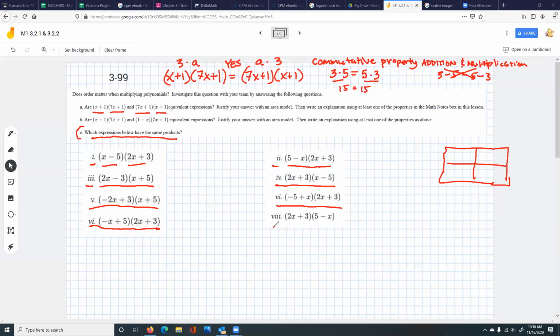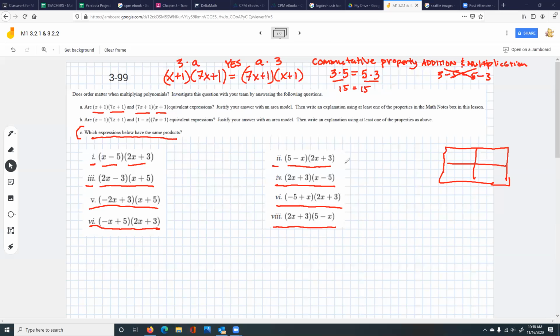And how about this one? Roman numeral 8. 2x plus 3 times 5 minus x. Is that the same as one of the other ones? It's backwards of this. Is that the same if this is backwards from that? Is subtraction commutative? No, that's not the same.